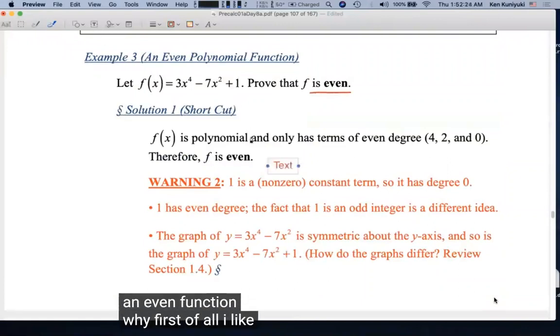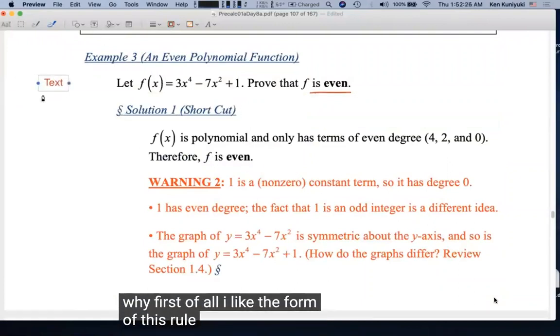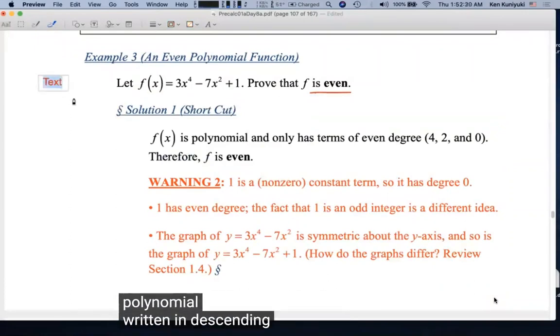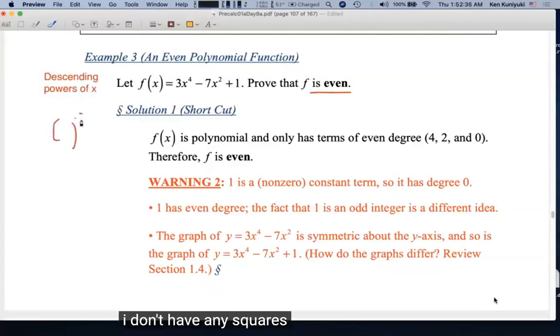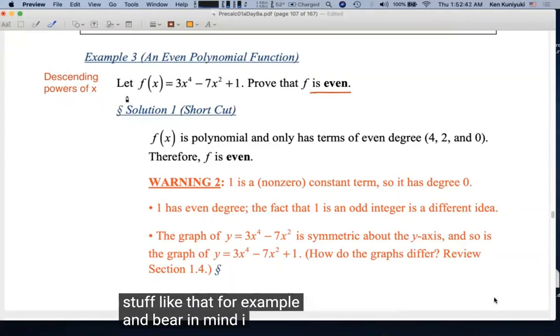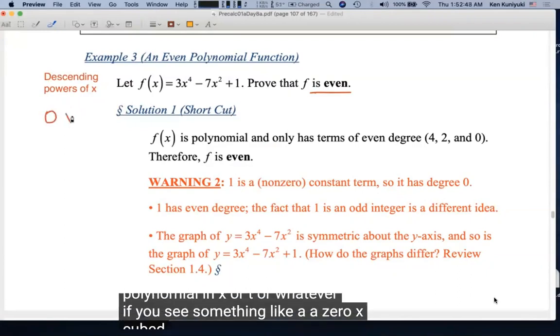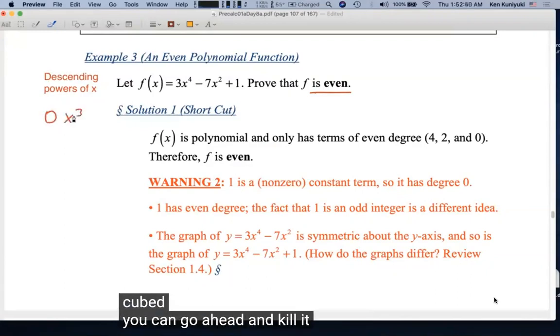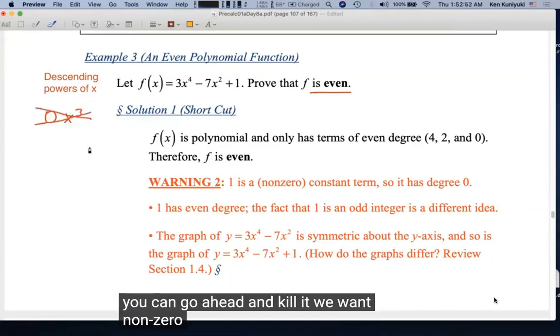First of all, I like the form of this rule here. Notice that it's a polynomial written in descending powers of x. I don't have any squares of binomials or stuff like that, for example. And bear in mind, I could have a polynomial in x or t or whatever. If you see something like a 0x cubed, you can go ahead and kill it. We want non-zero coefficients.